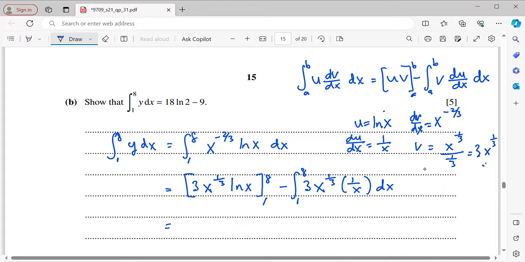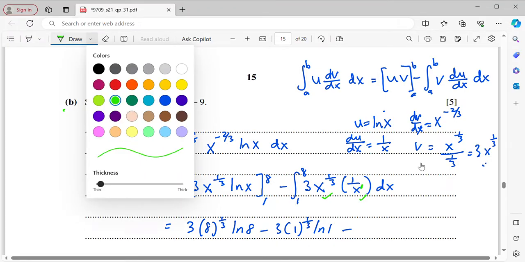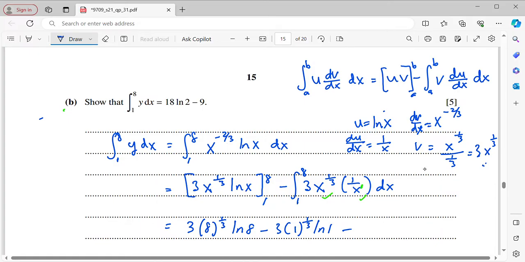Then now replace the x by 8 first. So I will get 3 times 8 to the power 1 over 3 ln 8 minus 3 times 1 to the power 1 over 3 ln 1. Then minus, when we simplify these two terms, this is degree 1. So when you divide, it means that you minus a degree. So 1 over 3 minus 1, which is negative 2 over 3. So I will get integrate 1 to 8, 3x to the power negative 2 over 3.